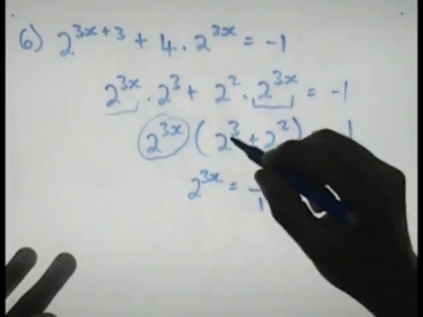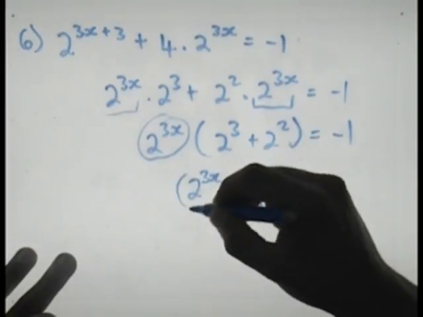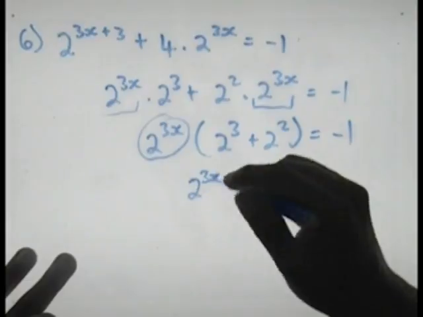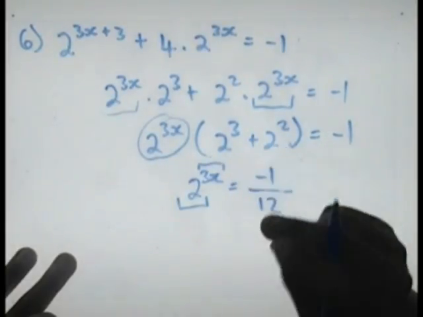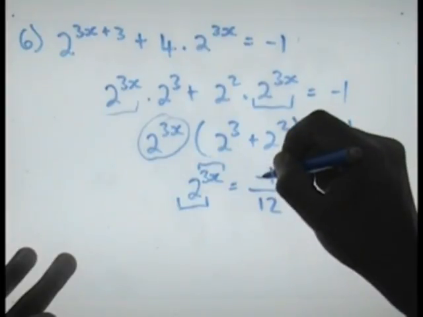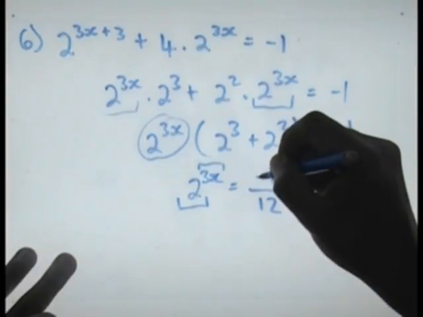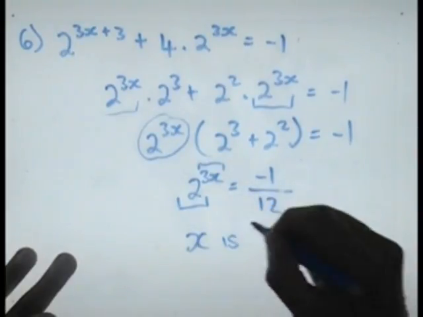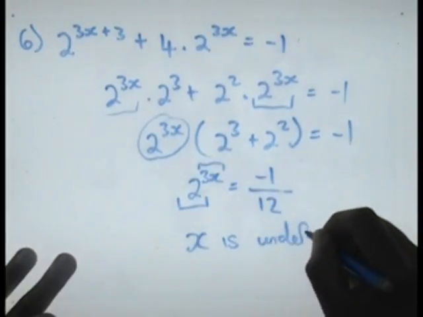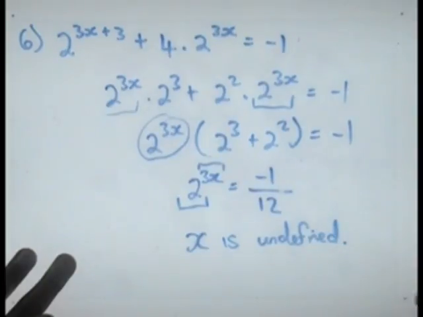Now this one here, any positive base to any exponent can never be negative. Never, right? So this means that in this case x is undefined. There is no solution.